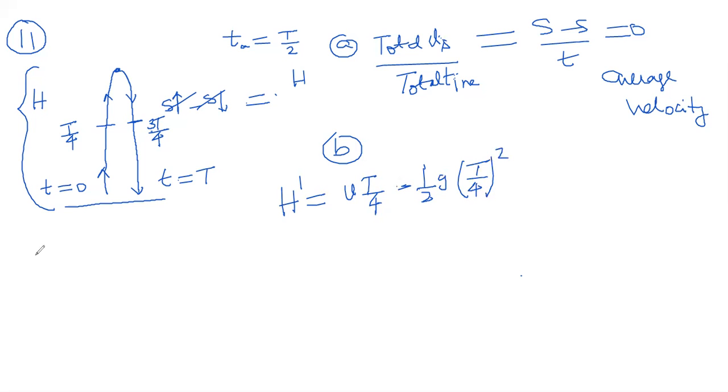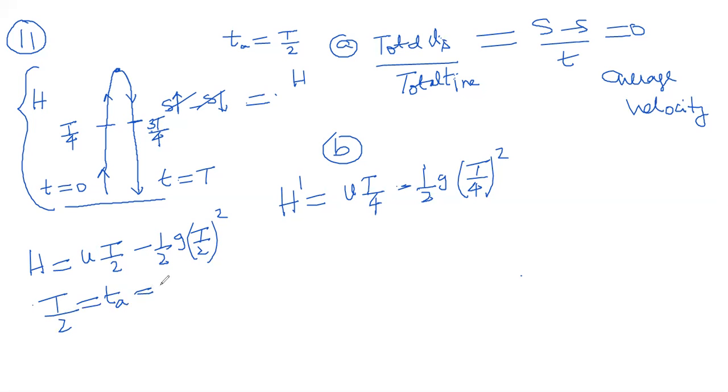But we already have one equation for capital H, the maximum height. The actual maximum height is equal to u t by 2 minus half g (t by 2) whole squared. Is this understood? This is the general thing. But what is t by 2? It is the time of ascent, which we have already derived as u by g. So wherever t by 2 appears, you can substitute u by g.